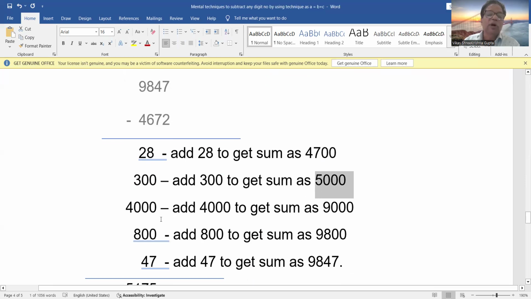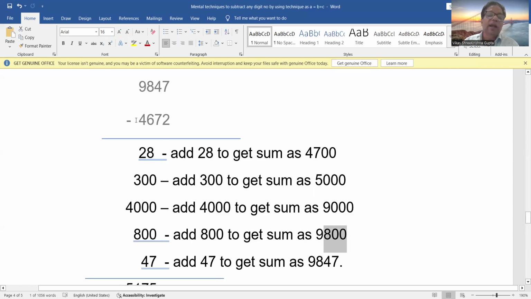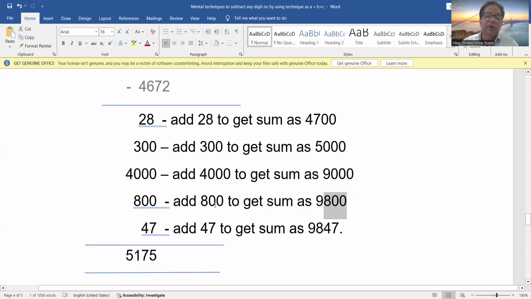Now I will add 4000 to this number. After adding 4000, it becomes 9000. I'm reaching the number 9847 in different steps. First of all, I added 28, then I added 300, then I added 4000, then I will add 800 to get the sum as 9800. And finally, I will add 47 to get the sum as 9847.